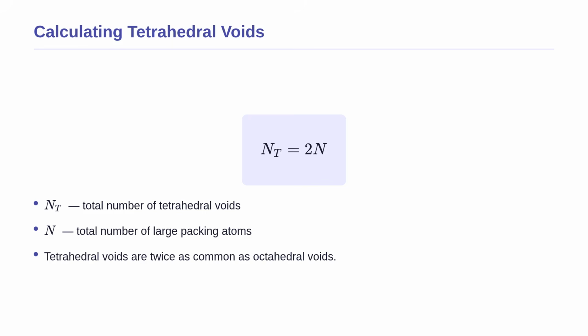This formula we just saw leads us to the rule for the other type of void. For tetrahedral voids, the formula is NT equals 2 times N. NT stands for the total number of tetrahedral voids, while N again represents the number of large packing atoms. This equation shows us that tetrahedral voids are twice as common as octahedral voids. Because they are smaller and more numerous, a crystal has a lot of flexibility in how it places its small cations, leading to a vast variety of chemical formulas.